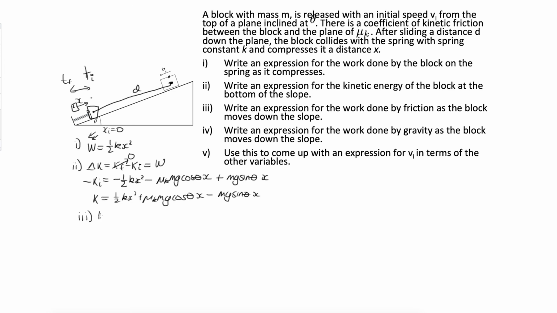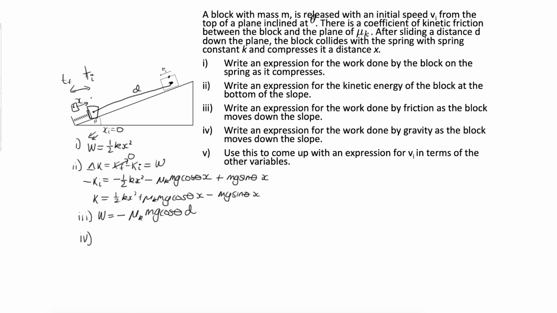So the work done by friction is pushing it up the slope while it's moving down the slope. So this is going to be negative, and it'll be given by mu k times mg cos theta. So this is the frictional force times the distance it moves, which is d. So this is the work done by friction as the block moves down the slope.